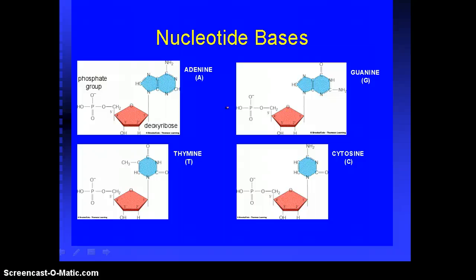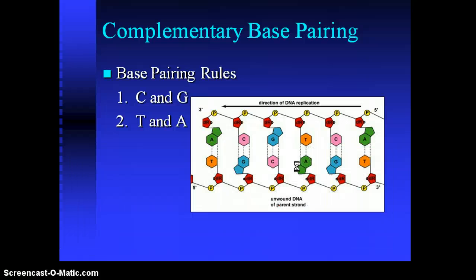In this, you can see here what that means. So adenine, double ring of carbon-nitrogen. Guanine, double ring of carbon-nitrogen. Thymine and cytosine, single rings of carbon-nitrogen. Okay, so complementary base pairing, C and G are always matched together, and T and A are always matched together. You can see some examples here. T and A bonded together, C and G bonded together.